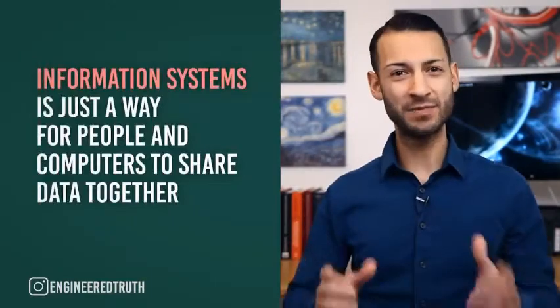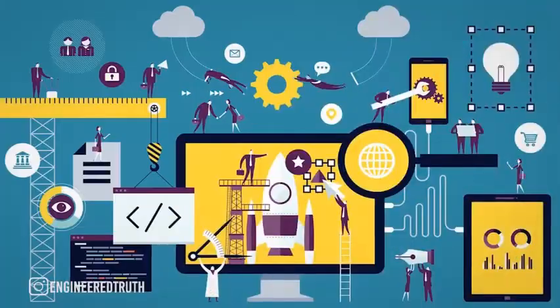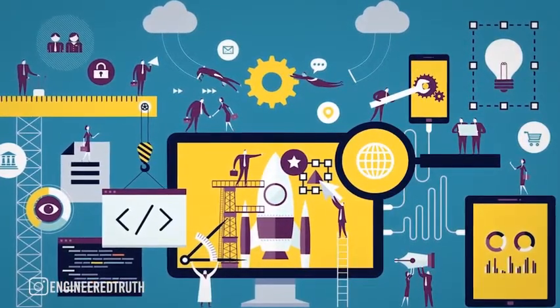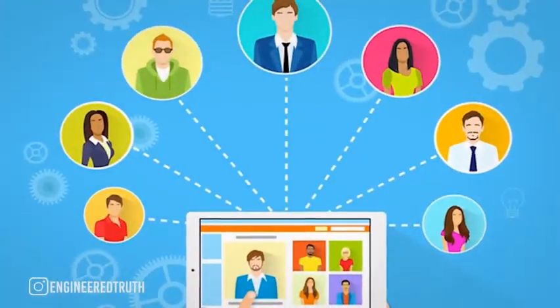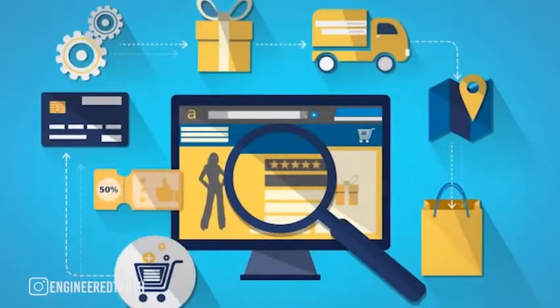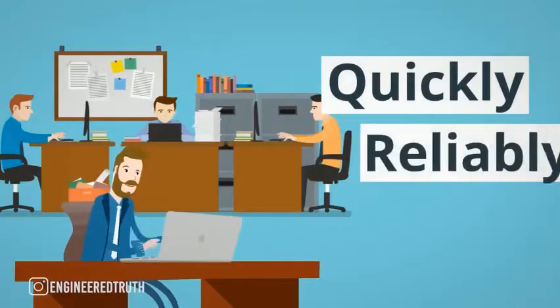As a quick refresher, remember, an information system is just a way for people and computers to share data together. As an expert in information systems, you have to have a clear understanding of not just the technology solutions, but also the business operations and how the technology comes together to make businesses better. Really, the main responsibility of someone working in information systems is to make sure that data can be accessed quickly, reliably, and securely.